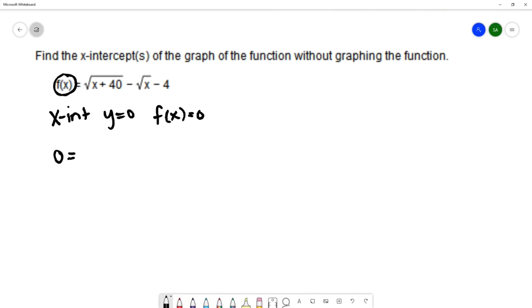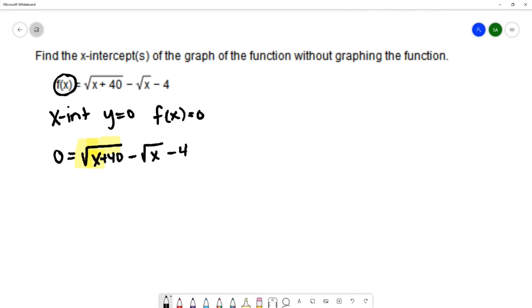So our equation is 0 equals square root of x plus 40 minus square root of x minus 4. Looking at this, we have a radical equation because we have a variable that is underneath a radical. The strategy for solving this type of equation is to isolate the radical and then square both sides to get rid of it. Now we have 2 radicals in our equation, so we're going to have to go through that process twice to get rid of both radicals.